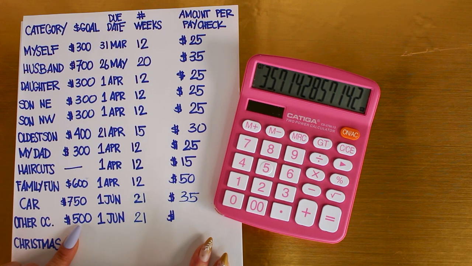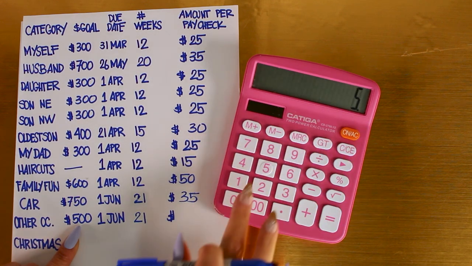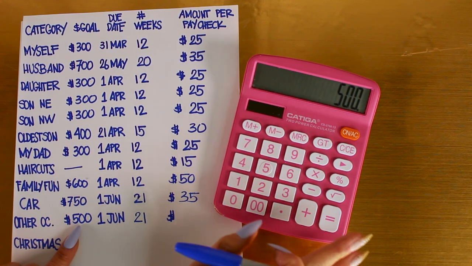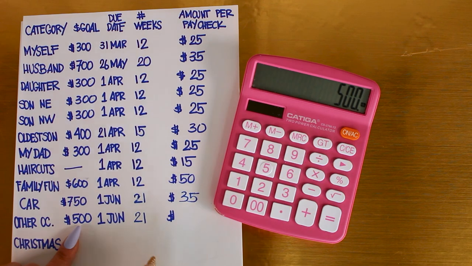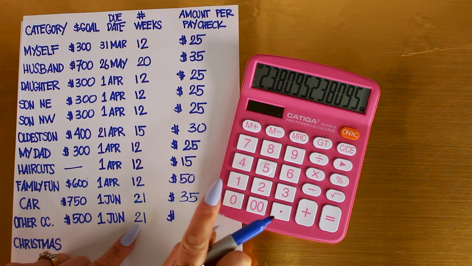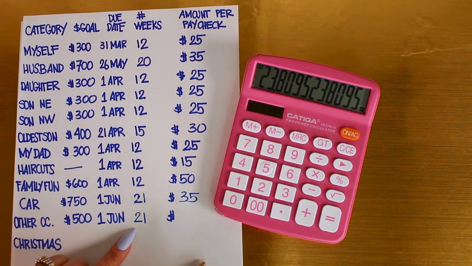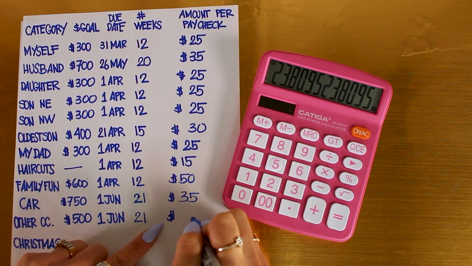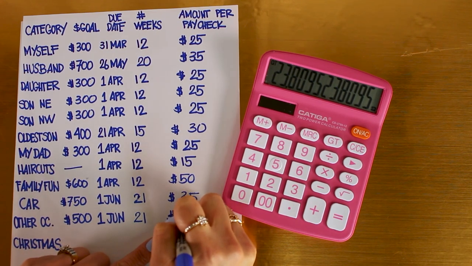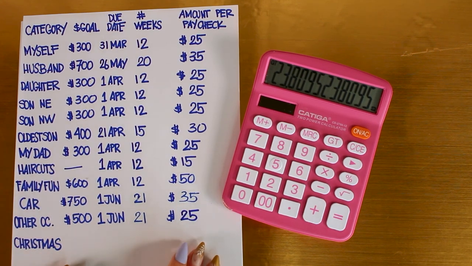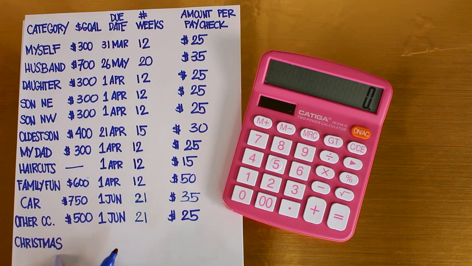So I need $500. It will take me 21 weeks to get to my due date. So divided by 21 weeks, and that gives me $23.80. I'm thinking if I want to round this off. So let's just do $25. Yeah, $25. We are now doing our last category, which is Christmas.